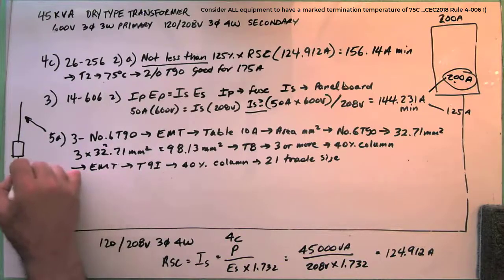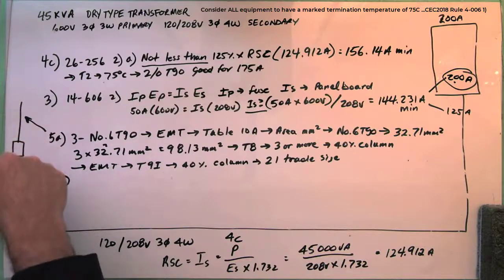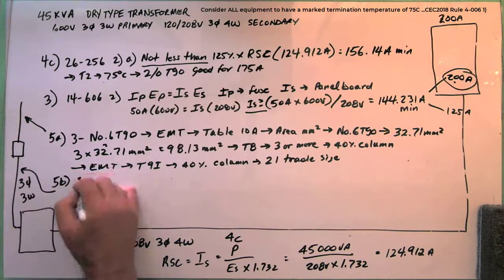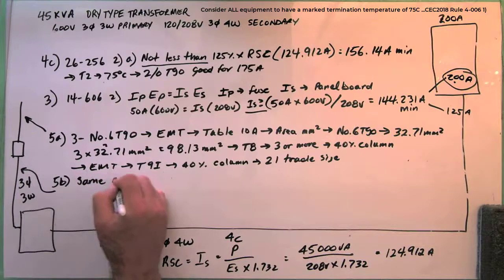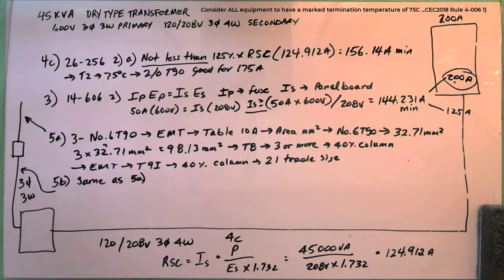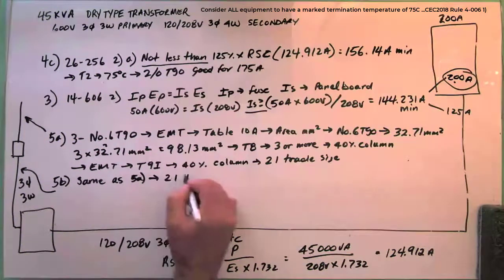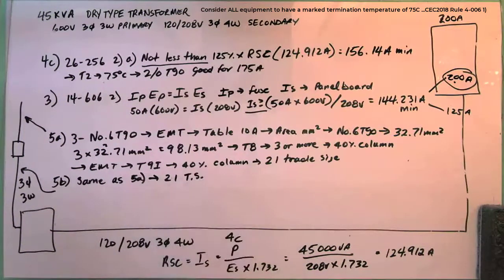5B is right here. Well, guess what? What did you use here? Number 6s. What did you use over here? Number 6s. So I'm just going to say same as 5A. 21 trade size. Okay?